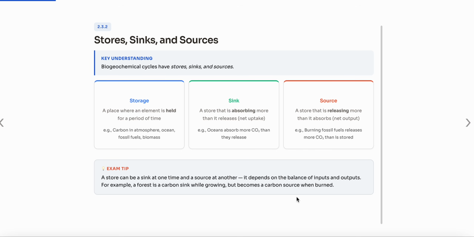Now, this is not going to remain the same forever. It changes. A store can be a sink at one time and a source at another, depending on the balance of inputs and outputs. For example, a forest is a carbon sink while growing, but can become a carbon source when burned. So depending upon the situation, this changes.